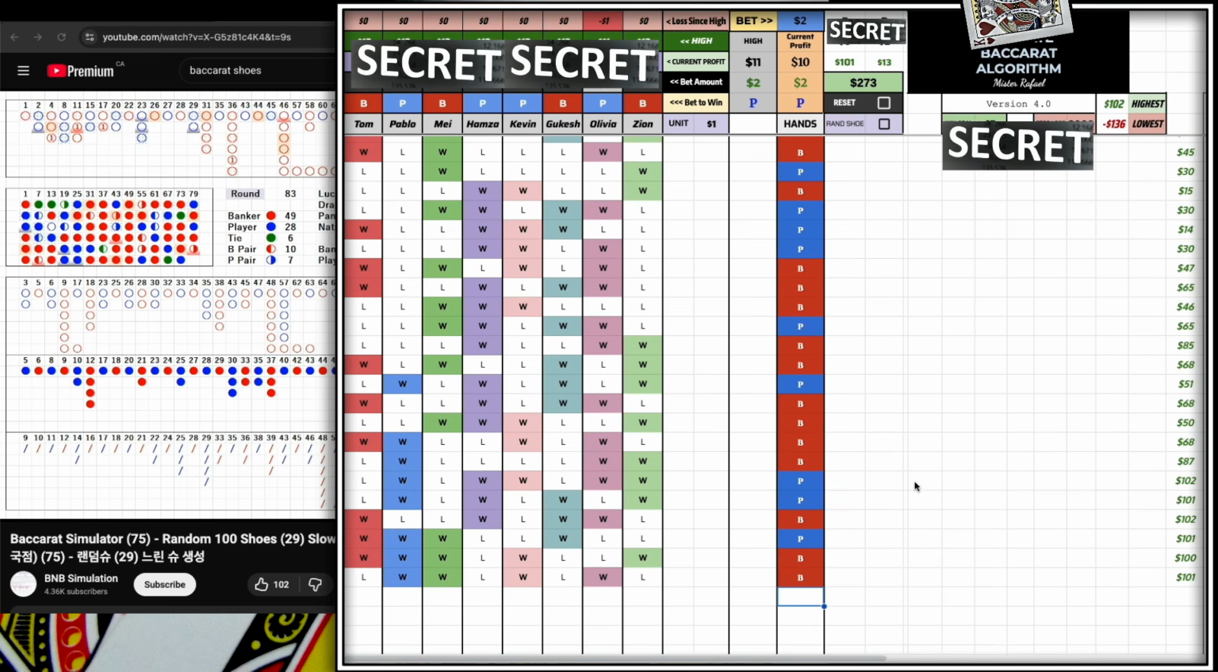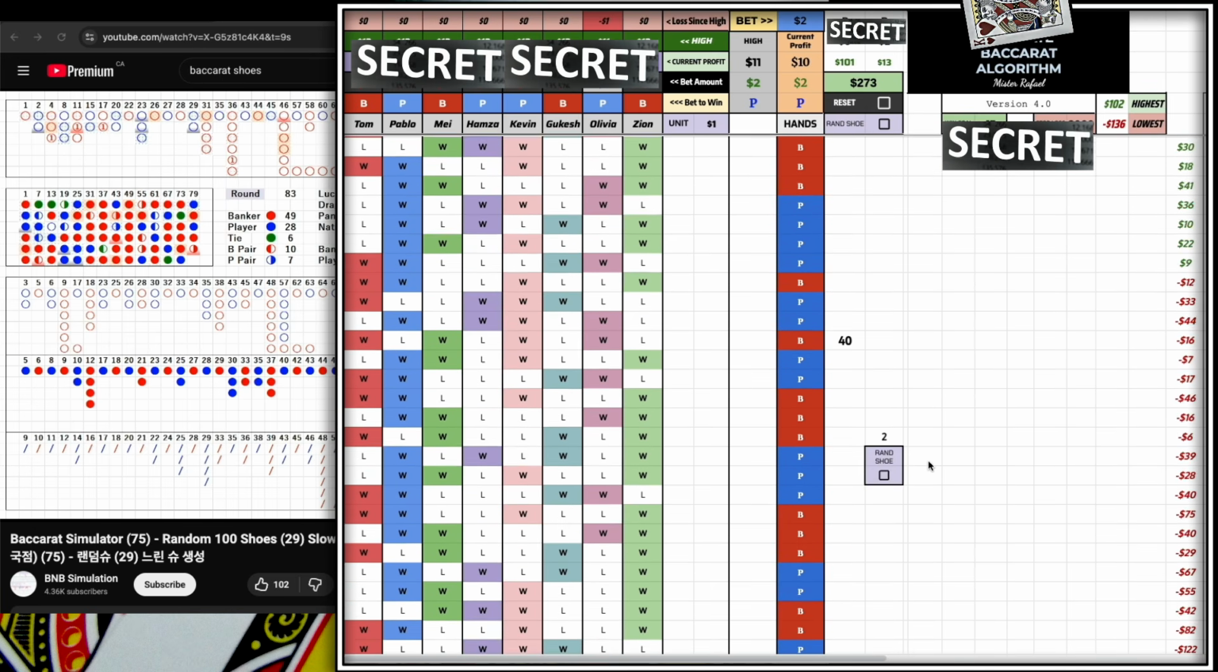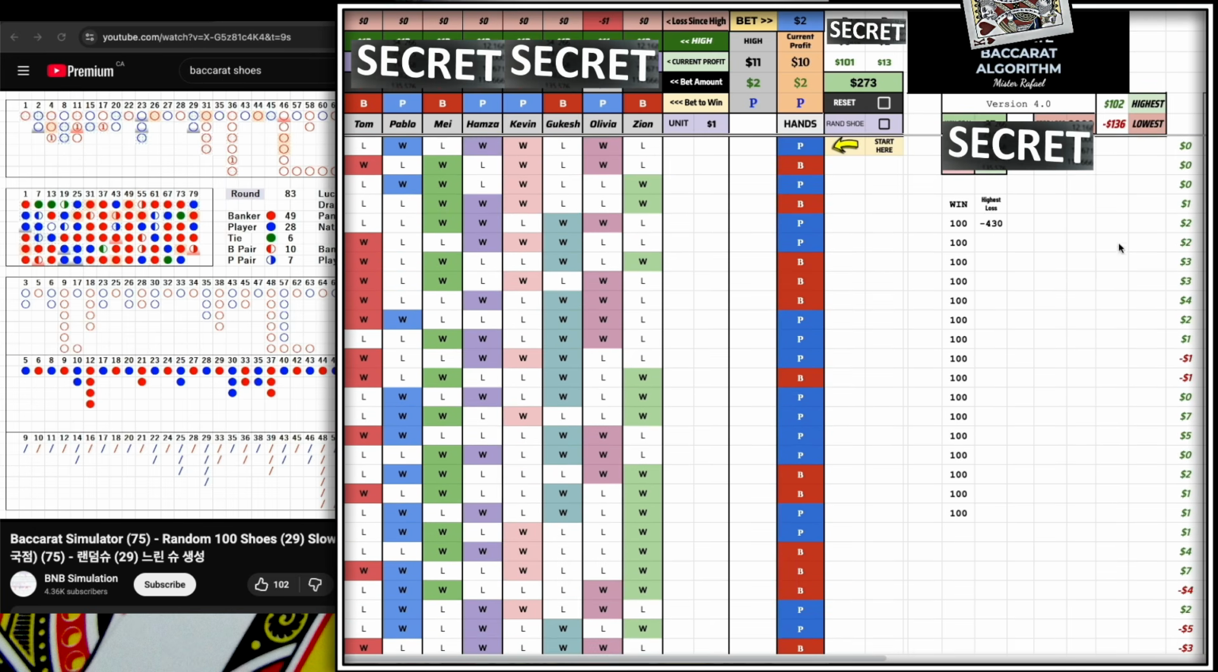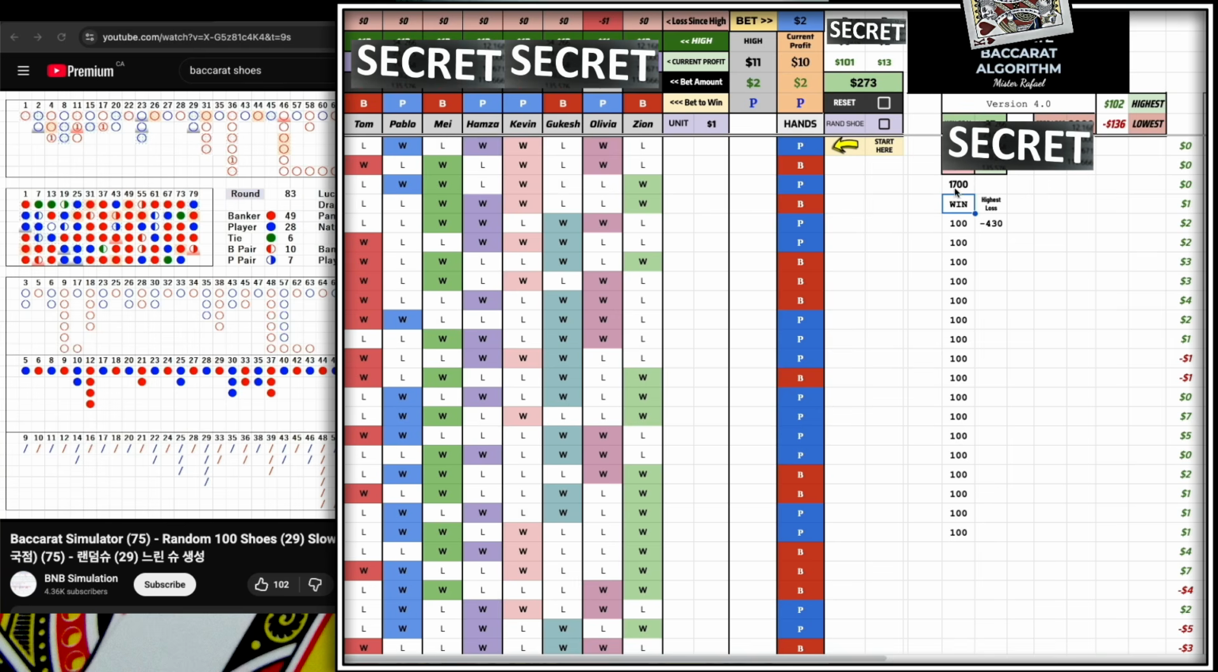And we've hit the win goal once again. Right here, 102. We would have stopped. Two shoes needed once again. Very nice. Biggest drawdown for this session, minus 136. Okay, let's add another 100 to the bank. Let's see how much we are currently up. So $1,700. Insane. All right, that was shoe 40.